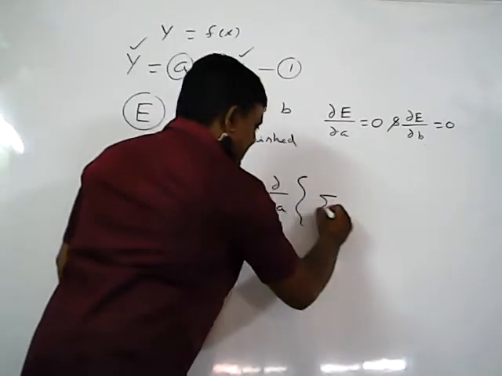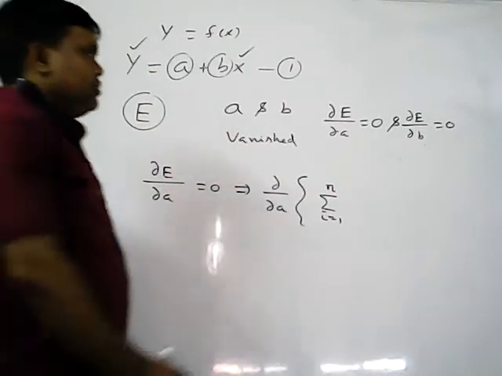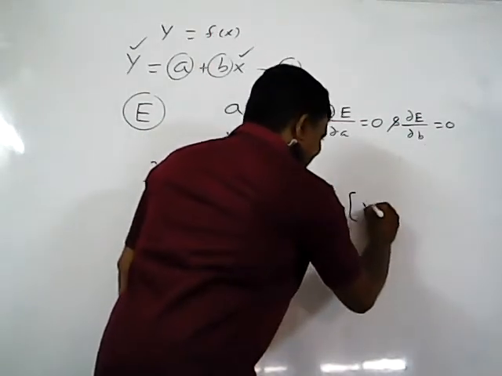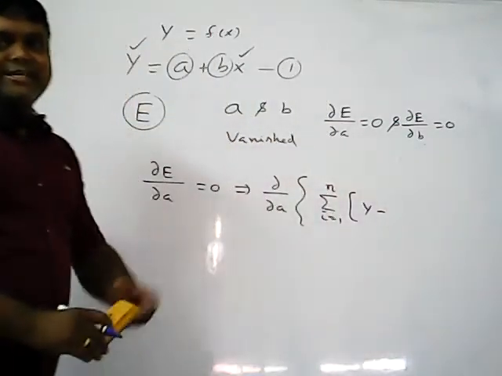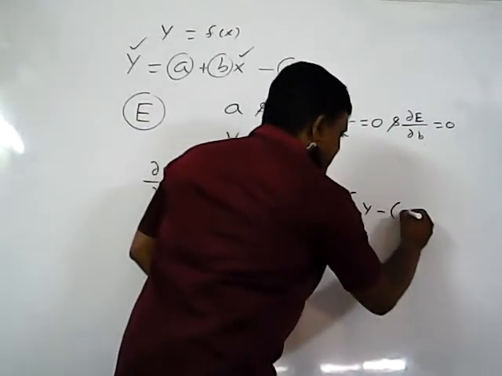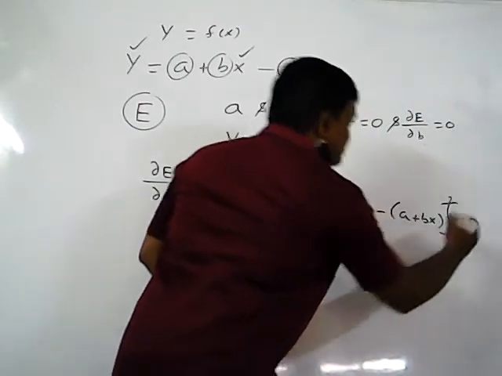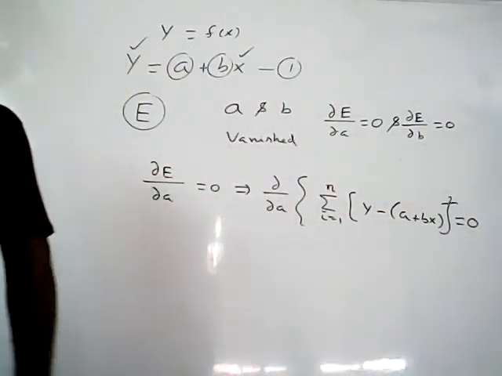What is the E? Summation i equal to 1 to n, y minus f of x. What is f of x for a straight line? For a straight line, f of x is a plus bx. So summation of (y minus (a plus bx)) whole squared is equivalent to 0.